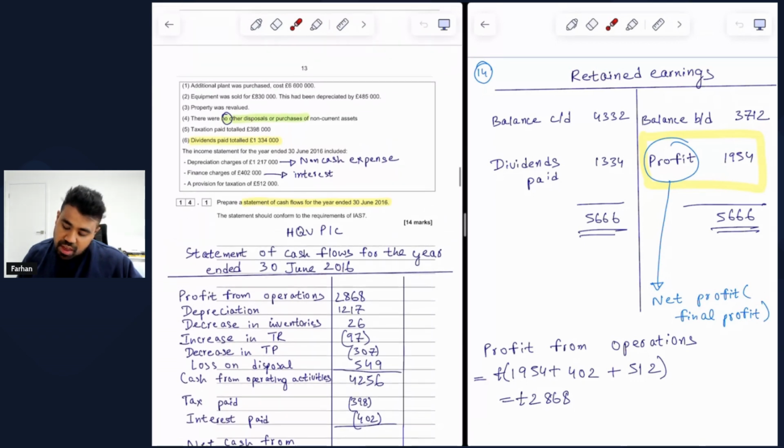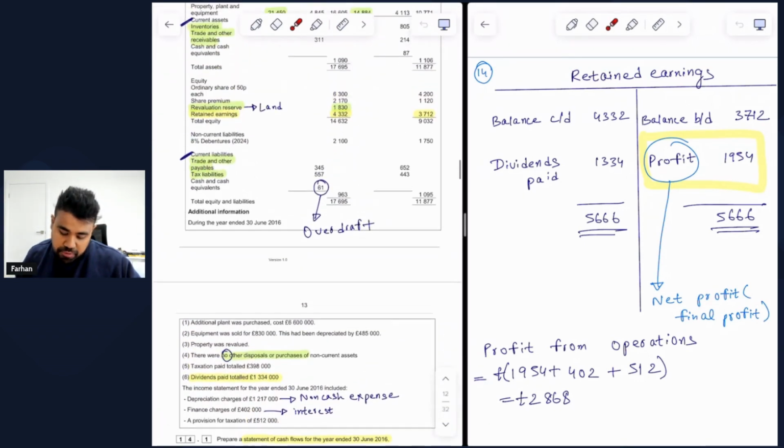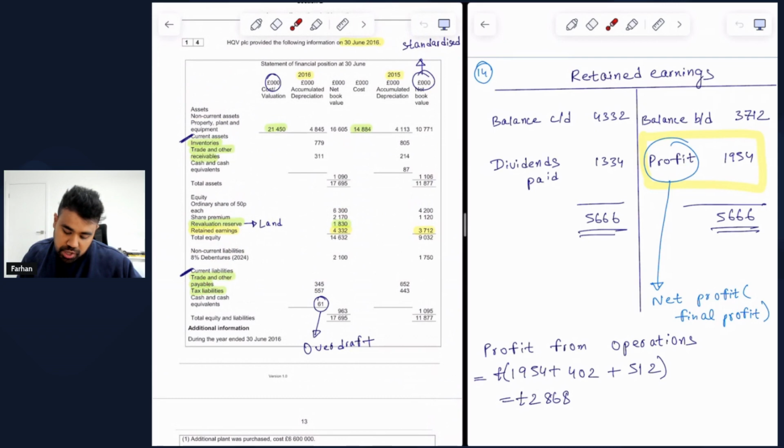And the £3,712 is what I have got from the statement of financial position given here. You can see retained earnings for the year ending 2016 is 4,332 and retained earnings for the year ending 2015 is 3,712. So whatever balance we had for retained earnings at the end of 2015 will now become the opening balance in 2016, and therefore is being used here as an opening balance in the preparation of the ledger account.